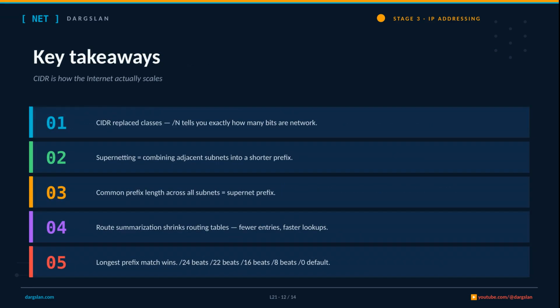So let's pull the whole lesson together. CIDR replaced the old class system by spelling out, with a single number after the slash, exactly how many bits belong to the network. Supernetting is just the reverse of subnetting, gluing adjacent blocks together at their common prefix length. That shorter prefix is what powers route summarization, which keeps routing tables small and lookups fast. And when multiple routes overlap, longest prefix match always wins. The more specific route beats the more general one every single time.